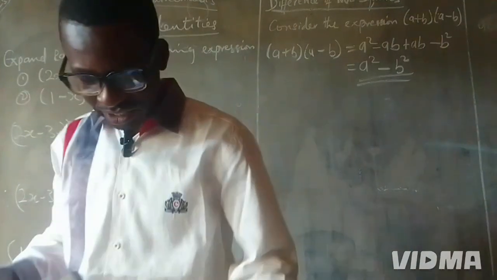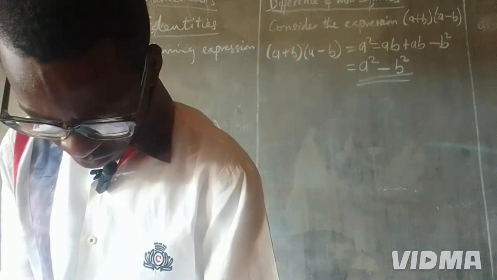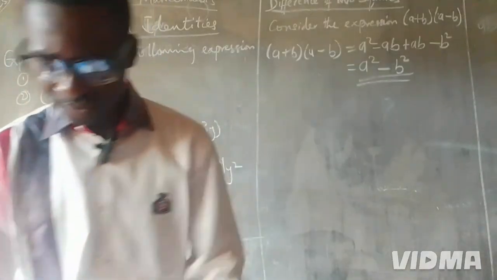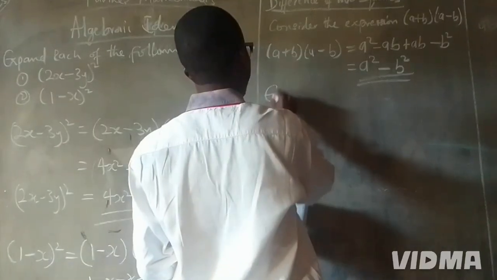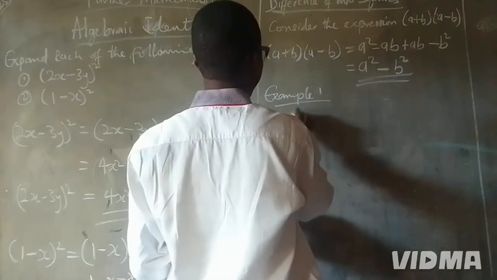So I'm going to give you one example, and then we quickly move to the next one. Now, it says, simplify the following. Let me use these questions in this textbook. Example 1. Simplify the following.